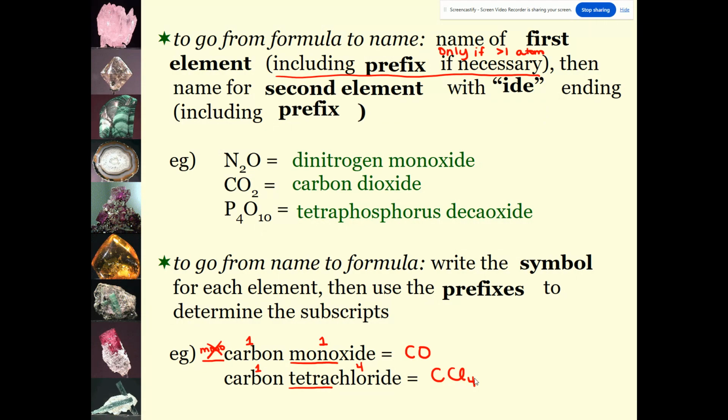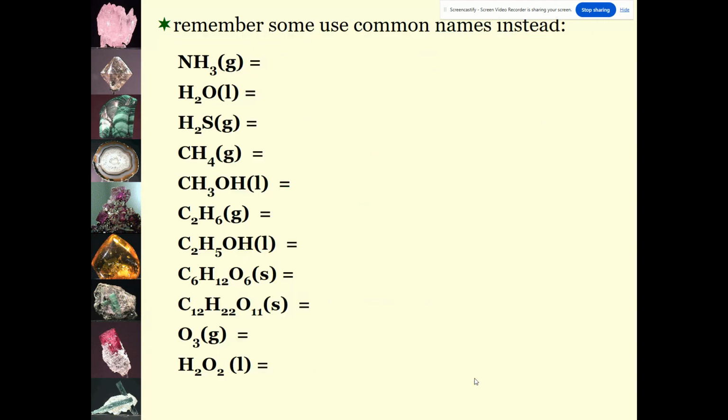Now, there is an exception to these prefix rules for naming, and that is if they are a common molecular compound. Common molecular compounds are given in Chem 20 and Chem 30. In Chem 20, it's on the front of your data booklet that we've made for you. You don't have to memorize these, but be familiar with them so that if you were to see NH3, you wouldn't use prefixes to name it. Do not call it nitrogen trihydride. Instead, you're going to call it ammonia.